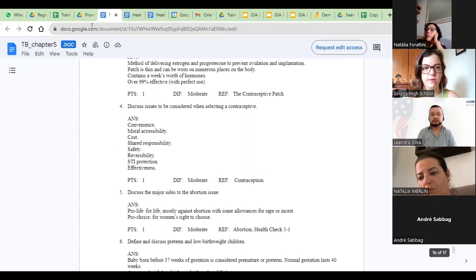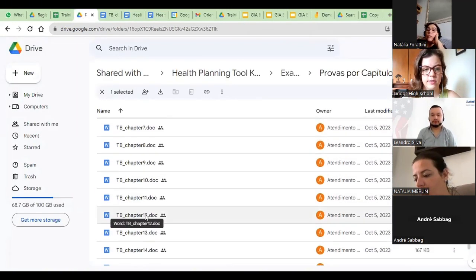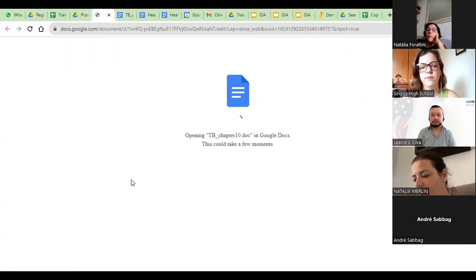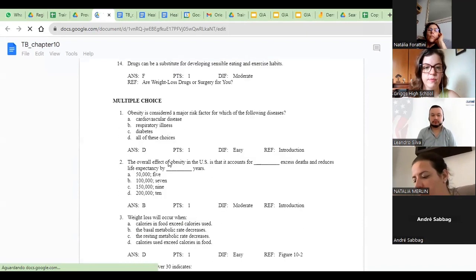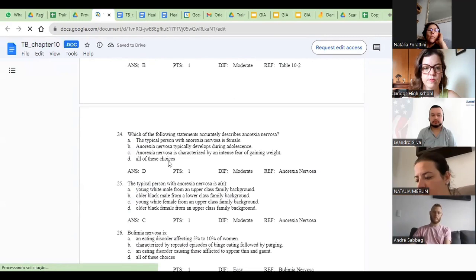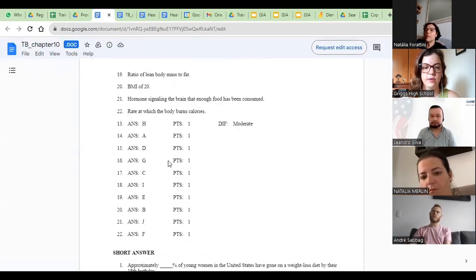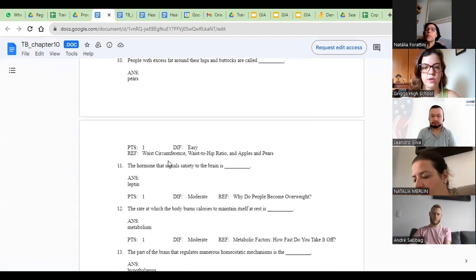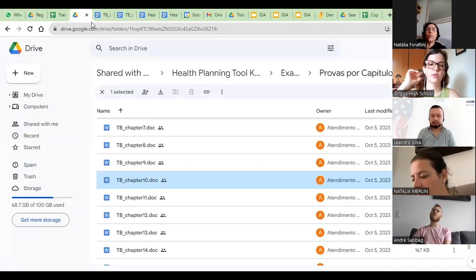Okay, so you have all or most of the categories. Let's take a look at a different chapter just to see if it's exactly the same structure, because sometimes they're different. Chapter 10, true or false, multiple choice. Same thing, matching, short answer. So you see that you have thousands of questions here.